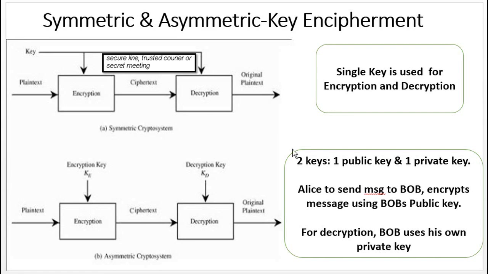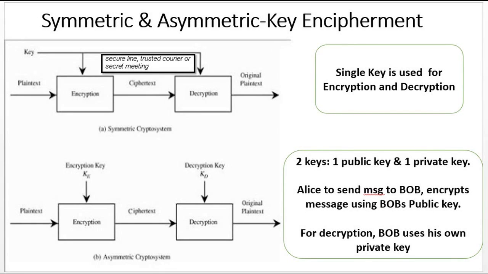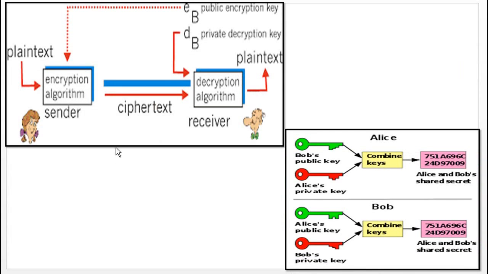Whereas asymmetric encipherment is done using two keys. One is the public key and the other one is the private key. The sender uses its private key and the receiver's public key to encode the data, whereas the receiver uses its private key and the sender's public key to decode the data and get the original plain text. These keys and the plain text undergo an encryption algorithm in order to get the ciphertext, whereas at the receiver end, the ciphertext and the keys undergo a decryption algorithm in order to get the plain text.